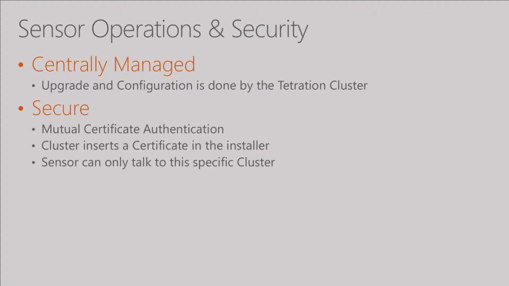Meaning that, to make life simple, there is no configuration file on the sensor. So there is nothing you can configure even if you wanted to. Everything is pulled from the central server. The sensor can only talk to one server, which is its cluster, because of the certificate process that we put in. In this way, once it connects, it gets its configuration down. You make a change of config, the config is pushed down. It's not a pull model.